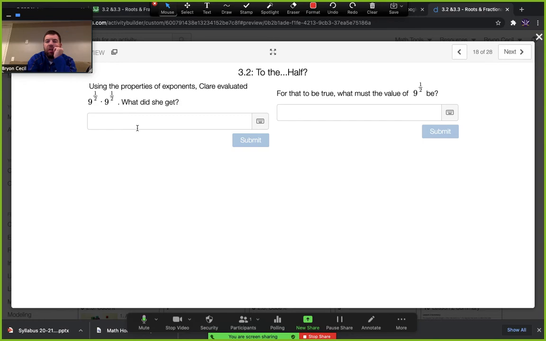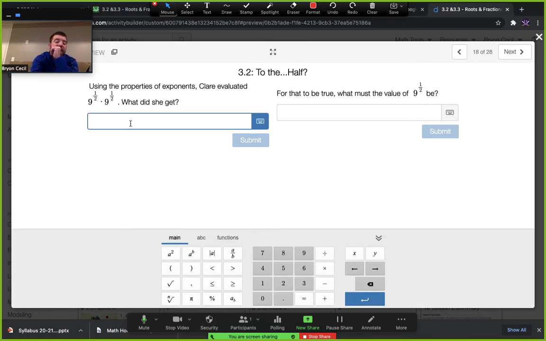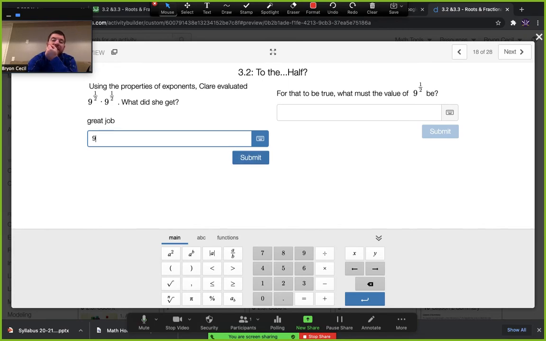Okay, so now we know, guys, if I have 9.5 times 9.5, remember what we said with exponents? If there's no parentheses, what do we do? 1/2 plus 1/2, I'm going to get 1, right? Or you're just going to get 9. So 9 to the first power is 9. And then for that to be true, what must the value of 9.5 be?